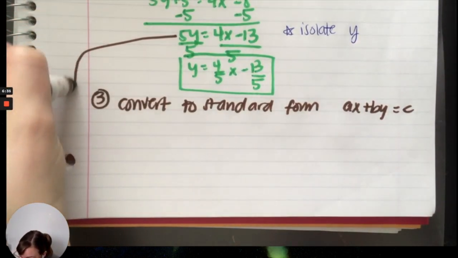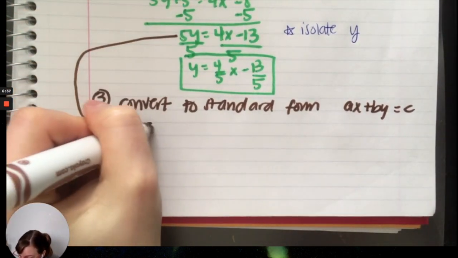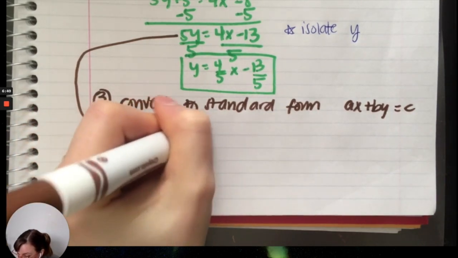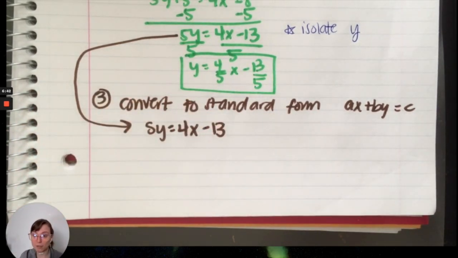Now, because the fractions came in when we divided by 5, I'm going to actually take this step and drag it down here. Because this is true. I don't have to divide by 5 because I don't want to add in fractions. I want to leave fractions out of it. So I'm going to bring down the 5y equals 4x minus 13.